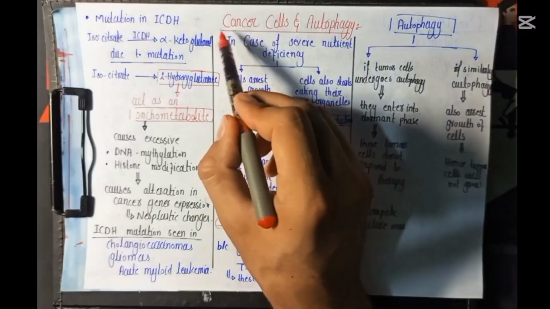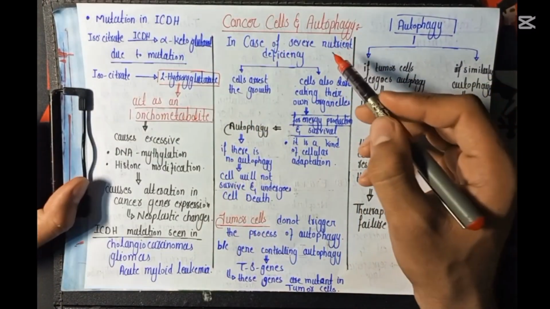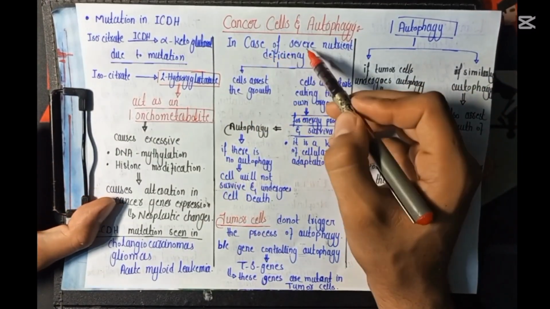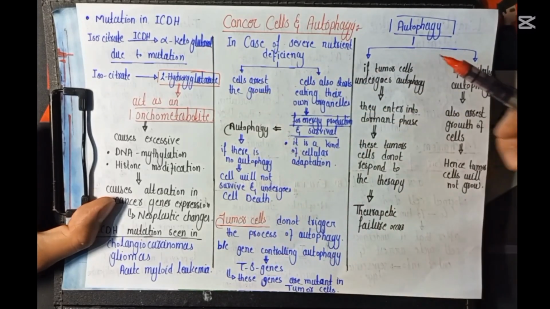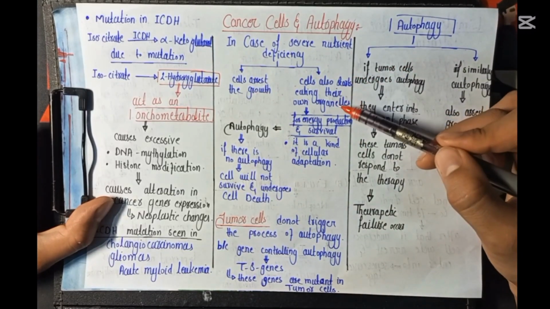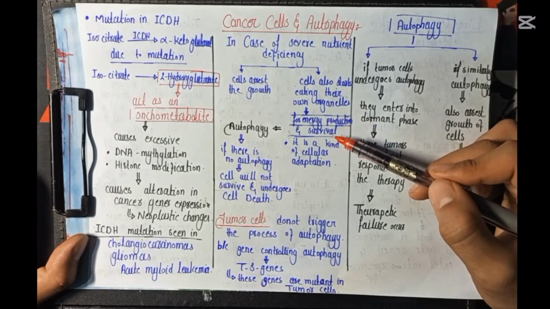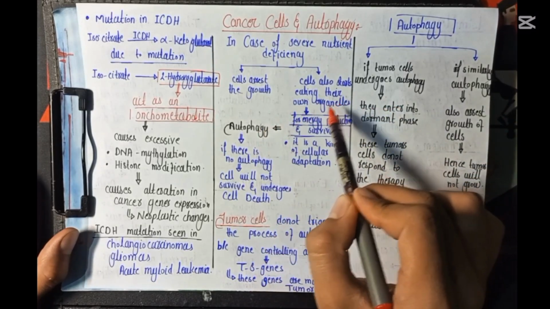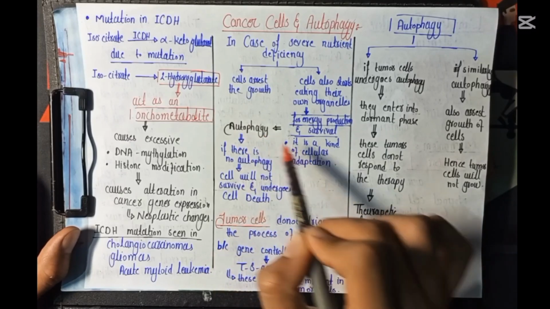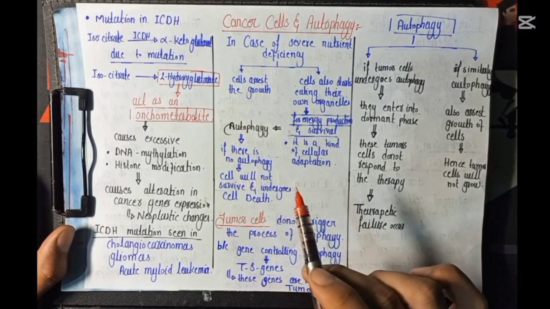The next one is the relationship between the cancer cell and autophagy. In case of severe nutrient deficiency, first there is arrest of cell growth, and then the cells start eating their own organelles for energy production and cellular survival. This process of self-eating of the organelles is known as autophagy, and autophagy is a kind of cellular adaptation.